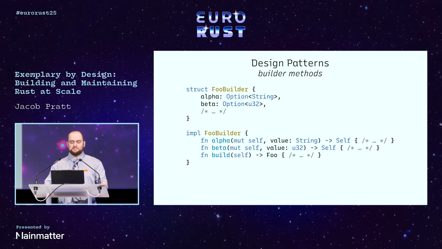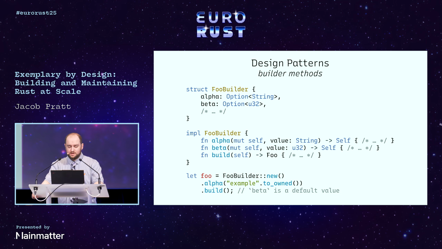Another common pattern is the builder pattern, which lets you construct large objects step by step. There are a few variations regarding the specifics, so I'll cover one of them here. Suppose you had a struct Foo with two fields, alpha and beta. We then define a separate struct, FooBuilder, which has the same fields, but wrapped in an Option to indicate that they may or may not be set. The builder struct has methods for setting each field, and those take self by value and return self to allow for method chaining. And finally, there's a build method that consumes the builder and constructs the final Foo object.